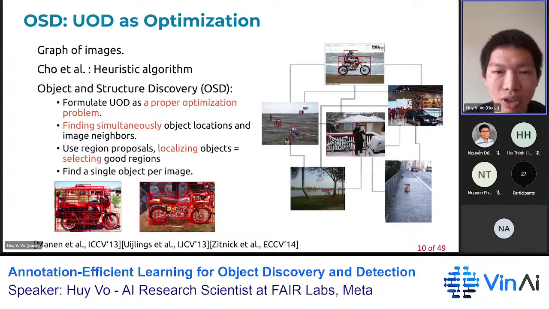And we follow the setup of Cho and collaborators. We suppose that for each image, there is at the beginning a set of region proposals that are generated by off-the-shelf methods. Some examples are shown here on the left. The region proposals are shown in red. There are typically between 1,000 and 2,000 region proposals per image. And we cast localizing objects as selecting the best regions amongst those. Also following Cho, in OSD we focus on finding a single object per image.